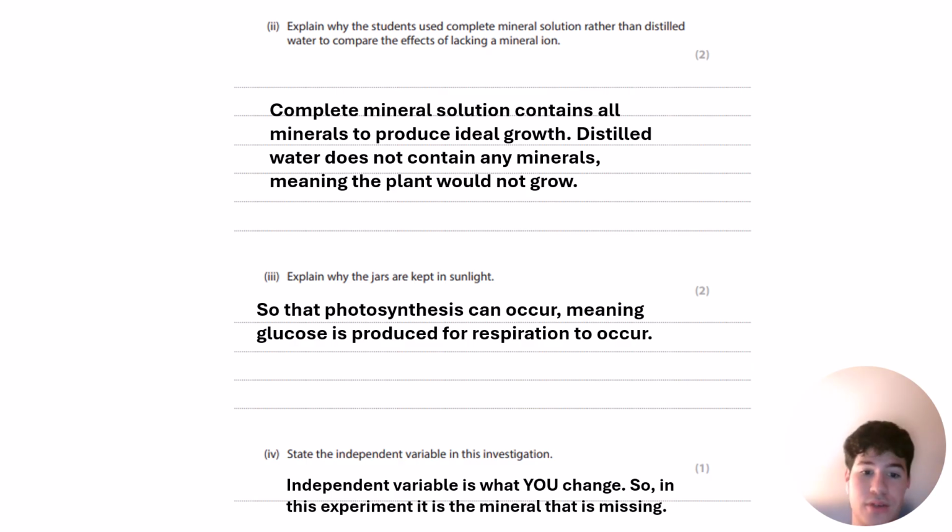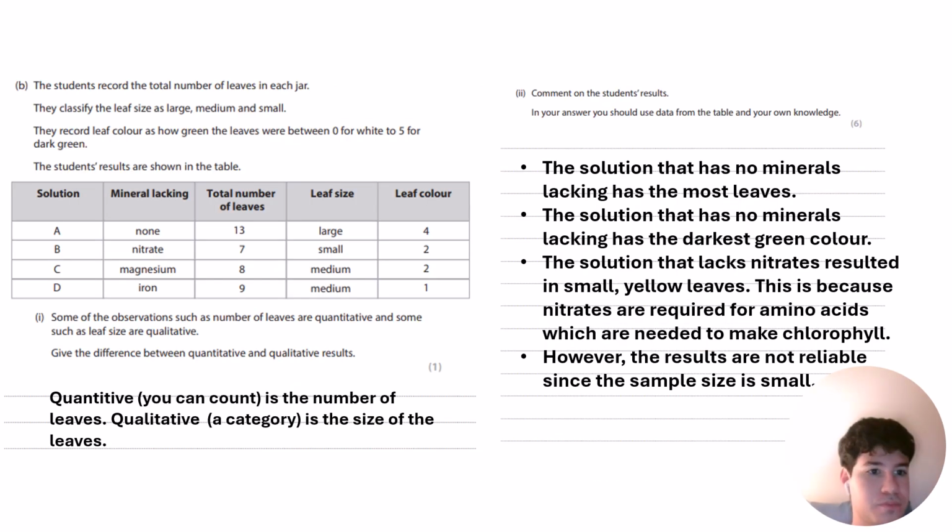Notice how in the question it was like, oh, missing nitrate, missing magnesium, missing iron, okay? That's what they're changing. So the students record the total number of leaves in each jar. They classify the leaf as large, medium, and small. Okay. They record leaf color as how green the leaves were between 0 for white and 5 for dark green. The students' results are shown in the table.